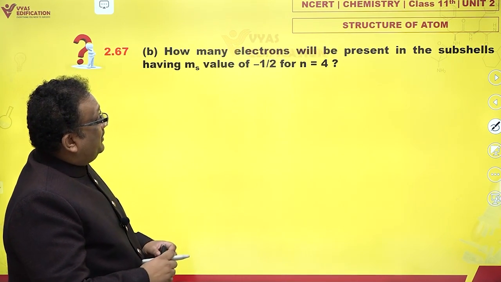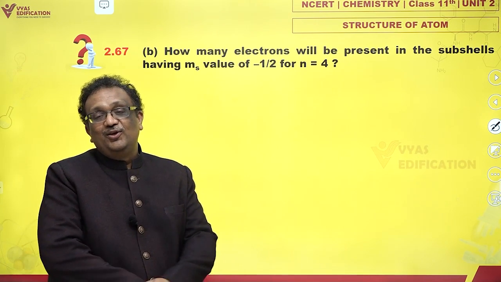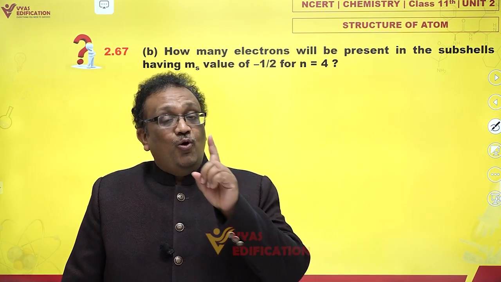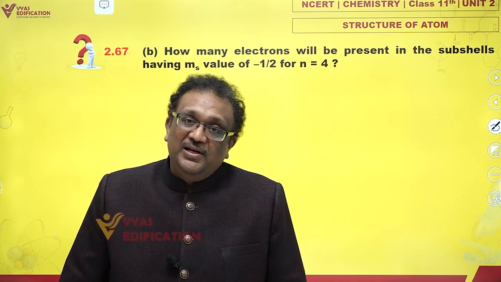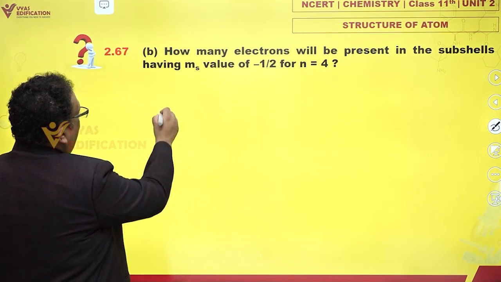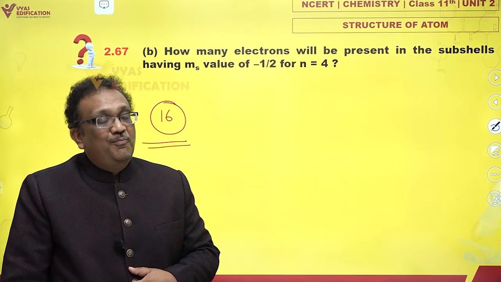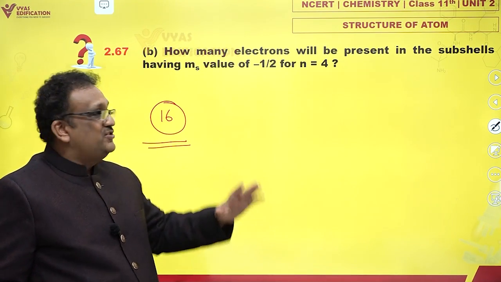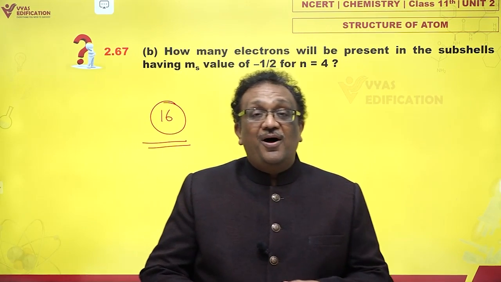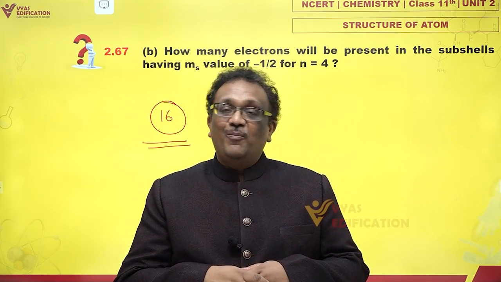How many electrons will be present in the subshells having ms values of -1/2 for n is equal to 4? Now, there are 16 subshells, and every subshell can have only 1 electron with spin -1/2, right? So, since every subshell can have only 1 electron, again, there will be 16 electrons which will have spin quantum number -1/2. If you count everything which is filled in, n is equal to 4. 16 is the answer. So, dears, this marks the conclusion of the discussion of NCERT questions of atomic structure.